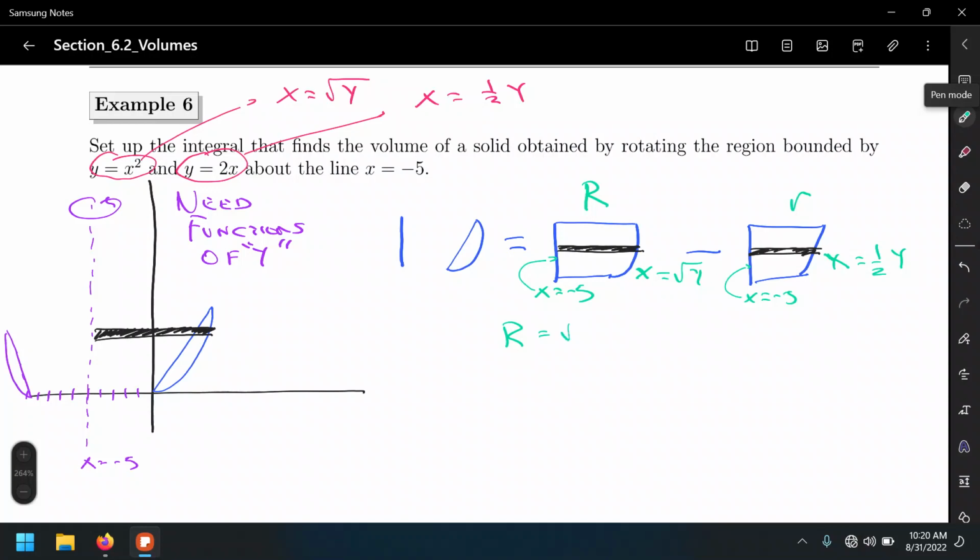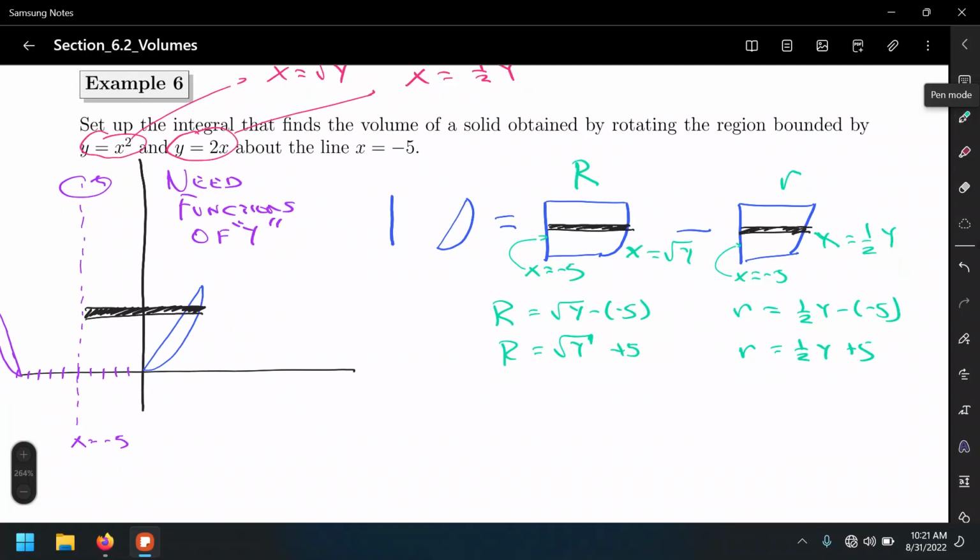So that's going to be the square root of y minus -5, and little r, that's 1/2 y minus -5. But subtracting -5, isn't that the same as adding 5? So big R, that's the square root of y plus 5. Be careful, this plus 5 is not going to be inside of the radical, it's outside. And little r is 1/2 y plus 5. So we have everything we need. We have the big R, we have the little r. We may go about setting up the integral.